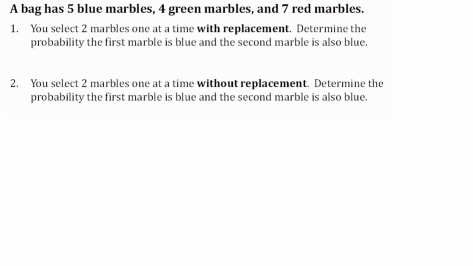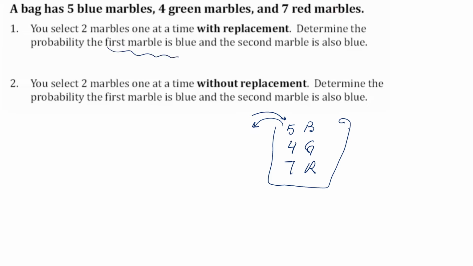You select the two marbles one at a time. It means first of all there is a bag in which there are 5 blue marbles, 4 green marbles and 7 red marbles. What you have to do is draw one marble and then put it back in the bag. Determine the probability that the first marble is blue and the second marble is also blue.